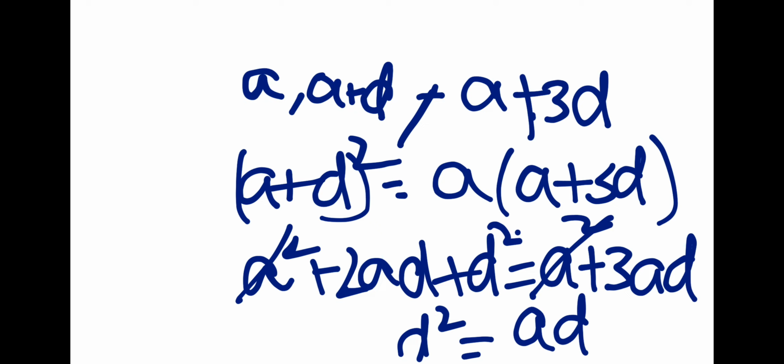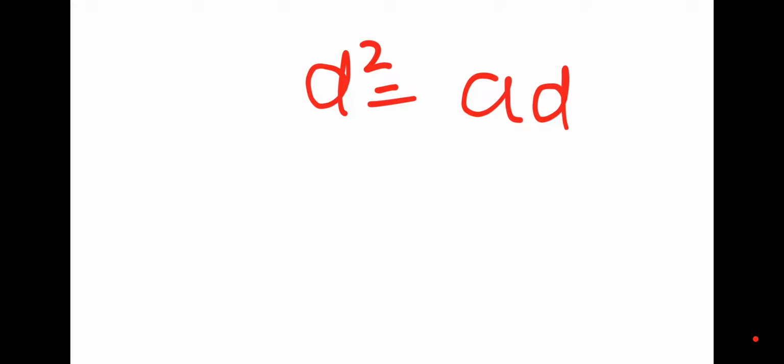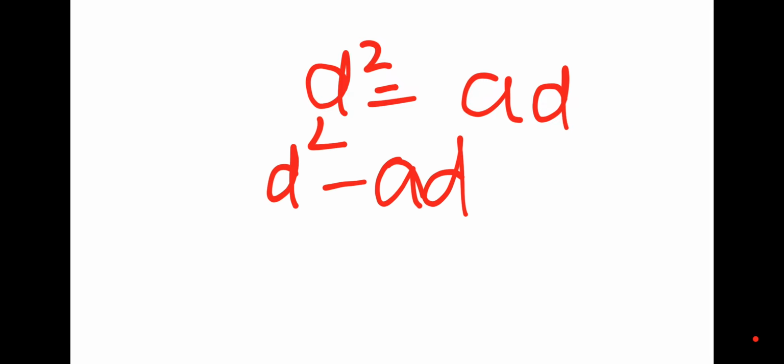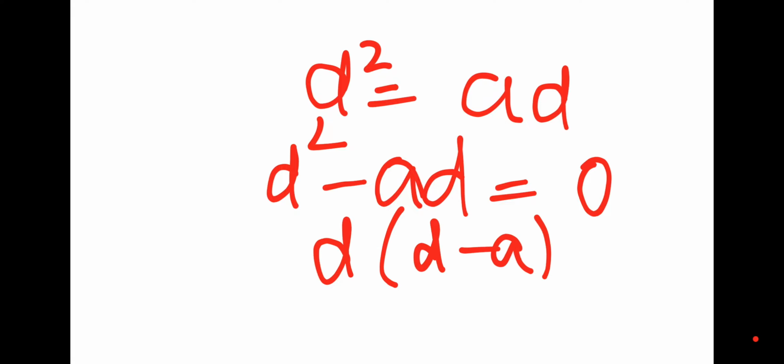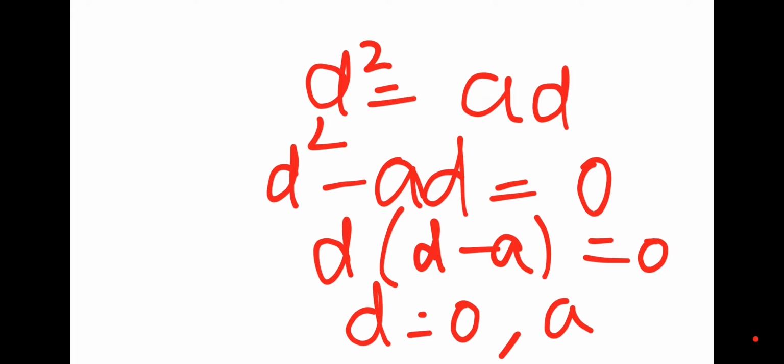If you bring it to the left hand side, D square minus AD is equal to 0. Taking D as common, D into (D minus A) is equal to 0, so D is equal to 0 or A. These are the two solutions that you'll get. Since it is mentioned that the AP is increasing, we'll take D is equal to A, not 0.